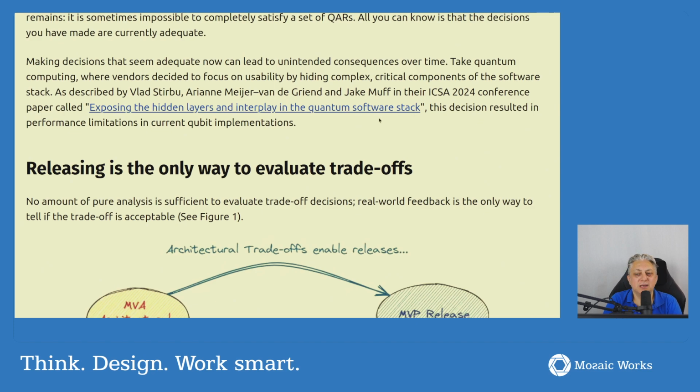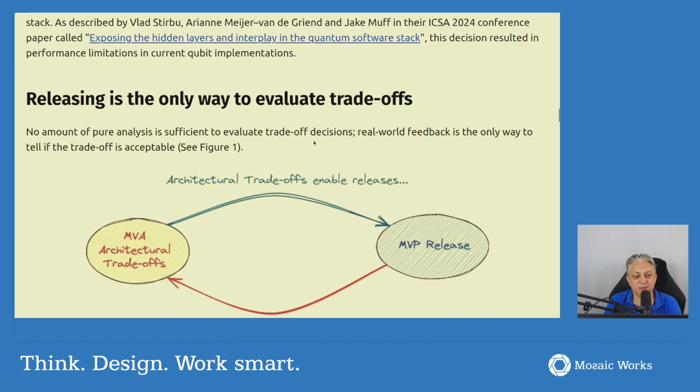Yeah, interesting example. I'm a bit familiar with quantum computing, but I'm not sure how vendors decided to focus on usability by hiding the complex critical components. Okay. I would have to watch this or read this paper.